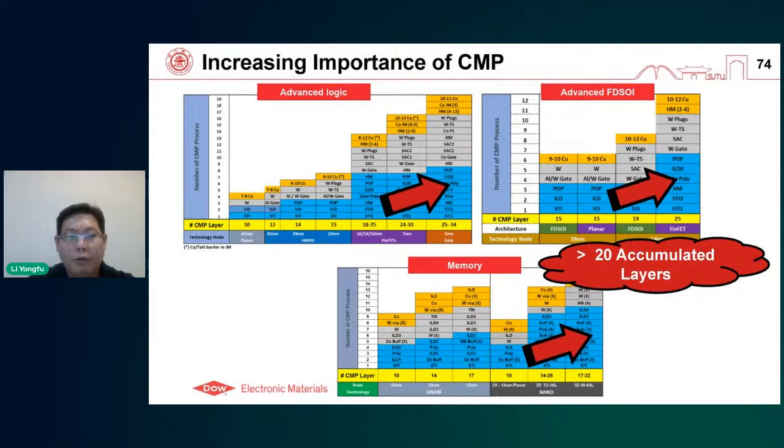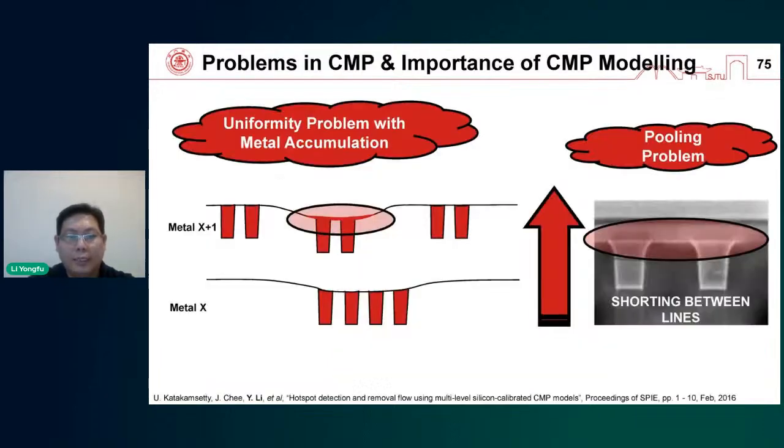There are more and more sophisticated layers, and you incur a lot of runtime and development time building the right models. At the same time, when the metal stack gets taller, the topography height, that means the wafer thickness, actually changes at every layer. This is a very accumulative effect, and an accumulative effect means you also create polishing issues.